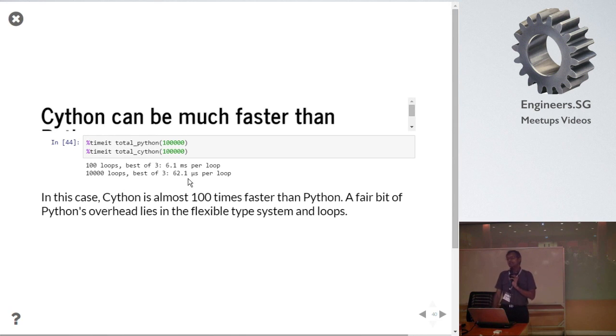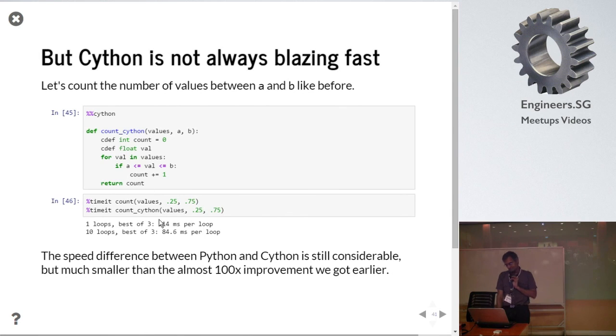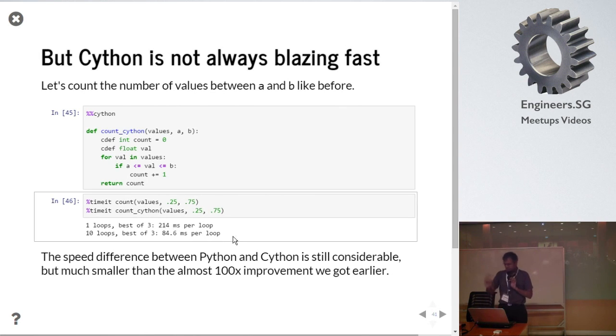Right? Now, this is a relatively simple case, though. If we tried it, not on this totaling function, but on the counting the values between A and B function, I'm not going to go through the code, it's only about 3 times as fast. So sometimes you get a huge benefit, sometimes you get a moderate benefit, but you almost always get a benefit unless the function is extremely trivial, and you can always benchmark it.